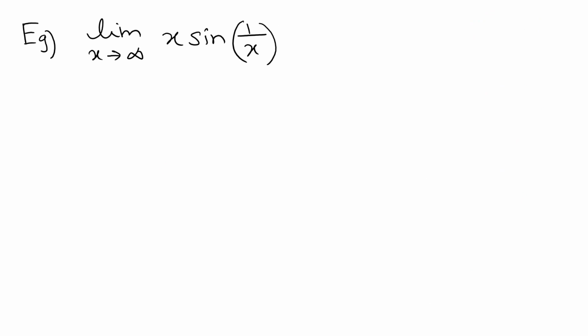As the next one, we have limit x goes to infinity of x times sine of 1 over x. So clearly when x goes to infinity, this part goes to infinity. And then what will happen to the other one? You can see when x goes to infinity, 1 over x goes to 0, and we know that sine 0 is 0. Since sine 0 is 0, you can see this part goes to 0. So it's an infinity times 0 problem.